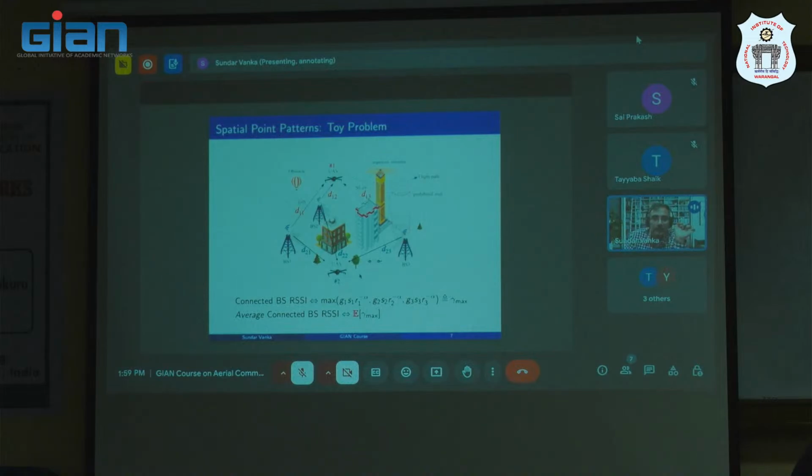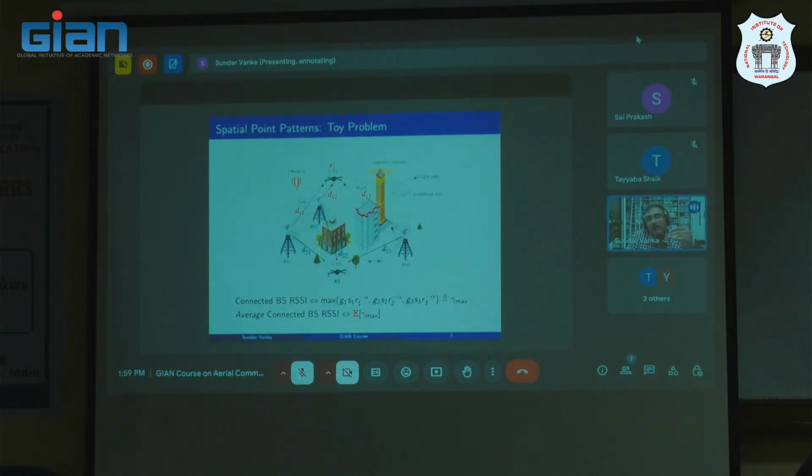So I've reproduced the picture that we just saw a couple of slides ago, and I try to label it. You have UAV 1, which can hear base station 1, which is heard as a line of sight. Base station 2 is also heard. Base station 3 is also heard.